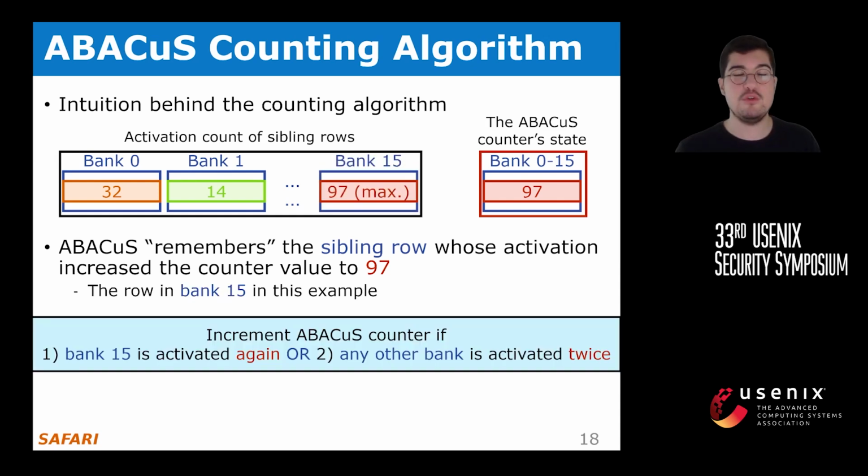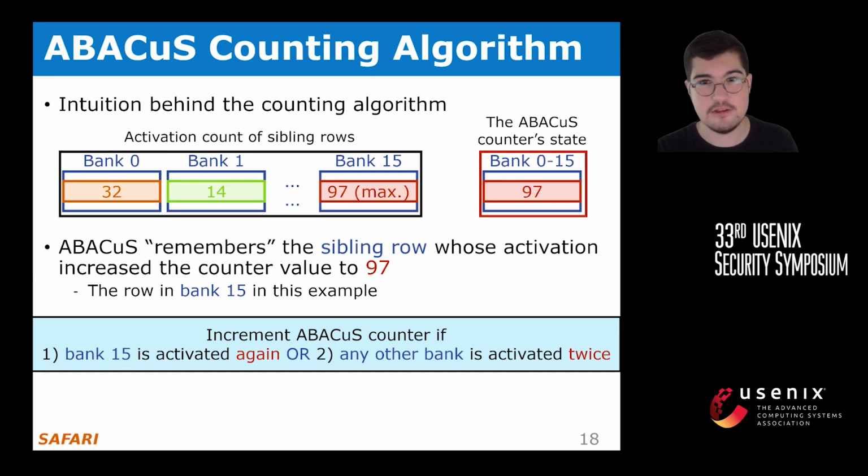Now, at this point, two different actions can increase ABACuS counter value to 98. The first one is when bank 15 gets activated again. The second one is if any other bank gets activated twice. I'll leave you with this much detail about how ABACuS operates in the interest of time.